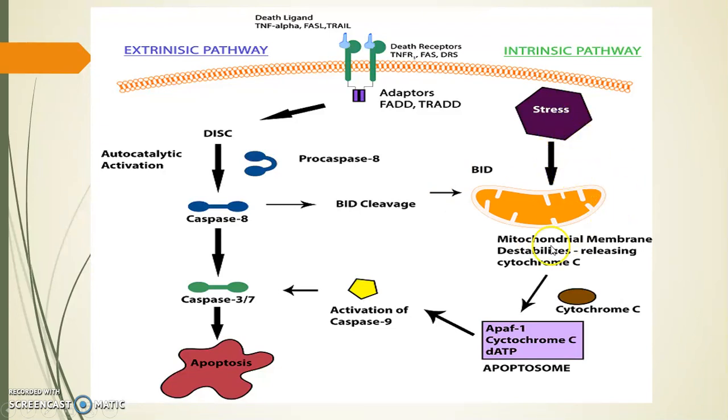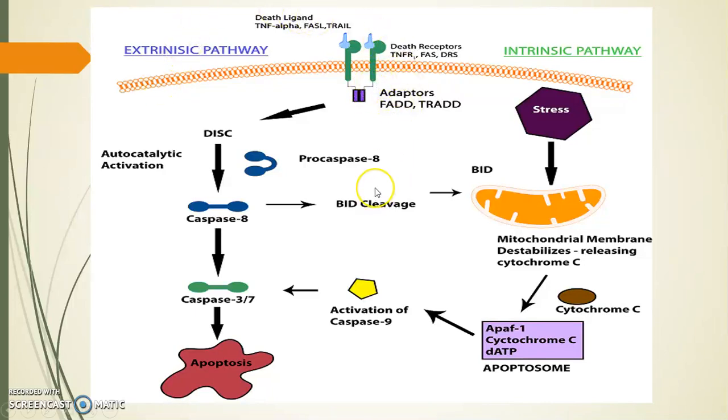In this intrinsic pathway, the initiator caspase is caspase 9. You have to remember this point. For the intrinsic pathway, the initiator caspase is caspase 9. For the extrinsic pathway, the initiator caspase is caspase 8. And the effector caspase for both pathways, intrinsic as well as extrinsic, is caspase 3 or caspase 7 or 6 also. So caspase 3, 6, 7, these are all effector caspases. And the initiator caspases, I told you, are different in the intrinsic and extrinsic pathways. So we are going to discuss this process in detail one by one.